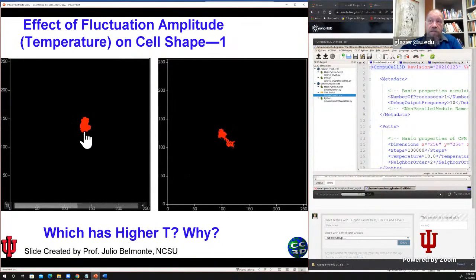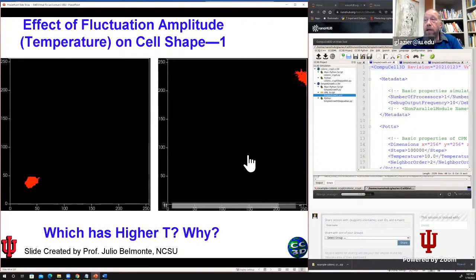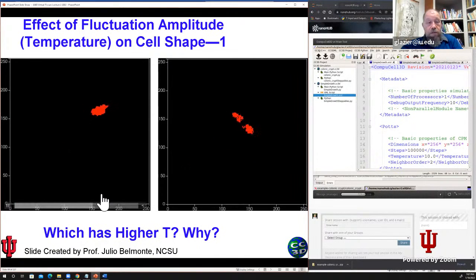You'll notice that the left cell looks like an amoeboid cell, maybe a fibroblast crawling on the substrate. On the right, I see some things that probably I don't want the cell really to do. I see pieces of the cell scattering off and disappearing, the cell splits in pieces, and so on. So in this case, I've got fluctuations that are too big to be biologically realistic. The left, it's reasonable.